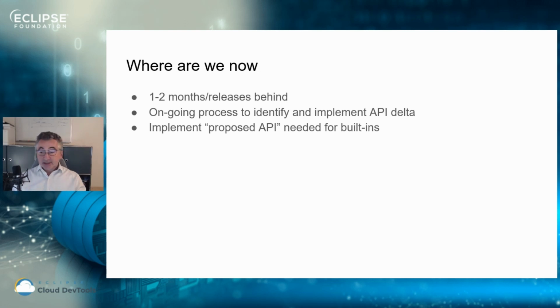So what's the current state? We're about 1 to 2 months behind every release because we can never really catch up, as we can't start work on catching up before VS Code actually does the release. And we have an ongoing process in place that identifies the gaps for each new version of VS Code and how to get the implementation going.